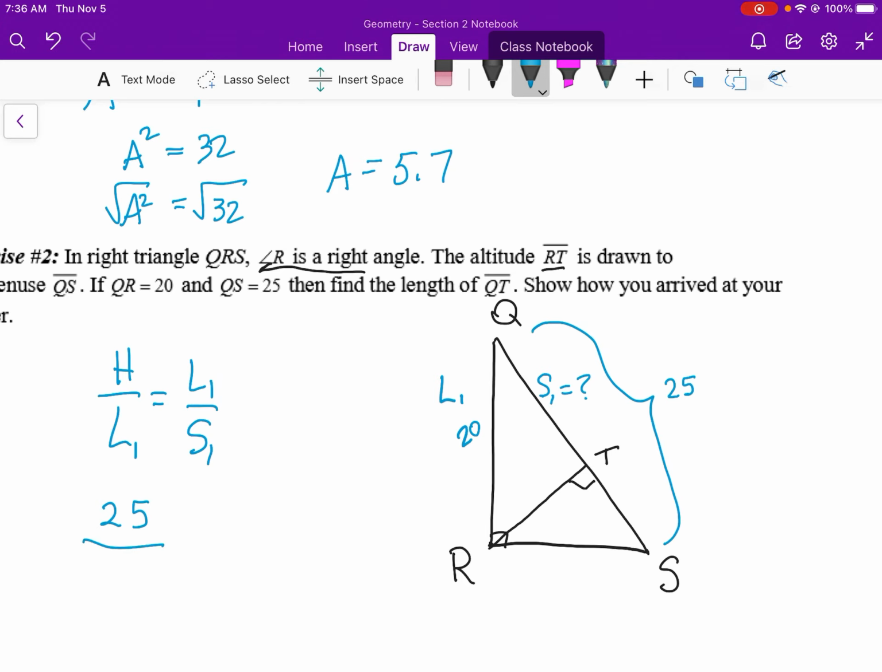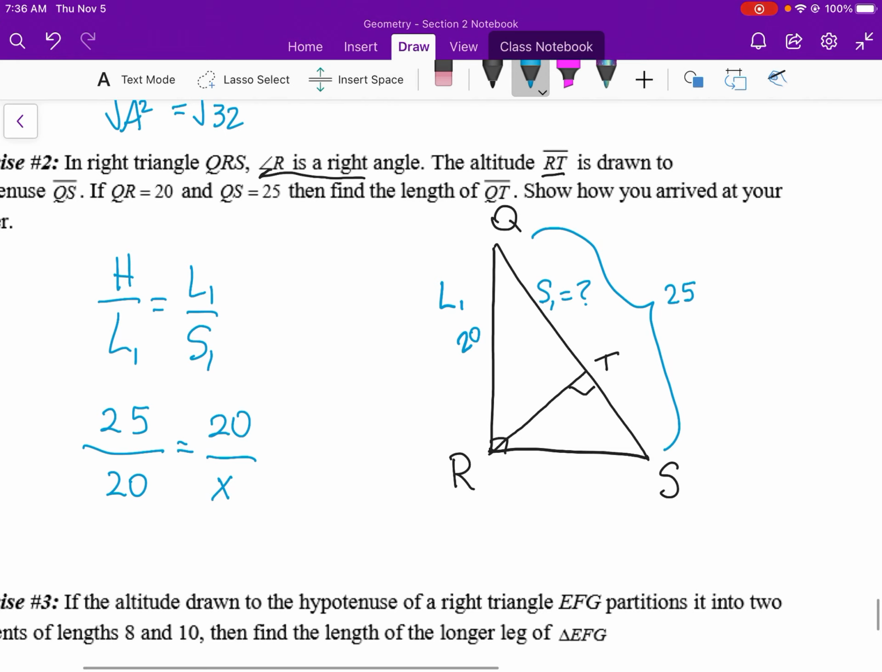25 is H, L1 is 20, 20 again, and then I'm looking for S1. I'm going to put an X. Then I cross multiply. I get 25x equals 400. So 400 divided by 25 is 16. So x equals 16, which is good because it's got to be less than 25.